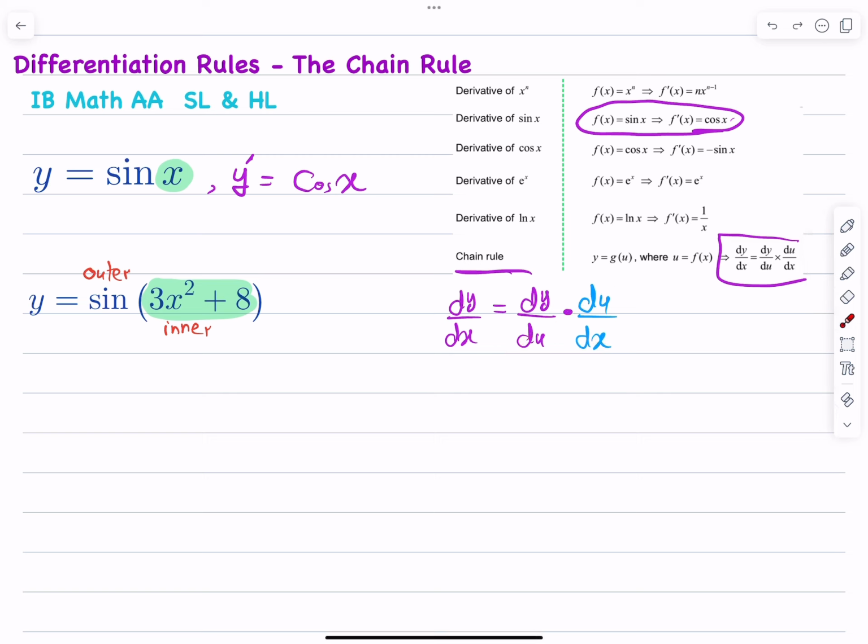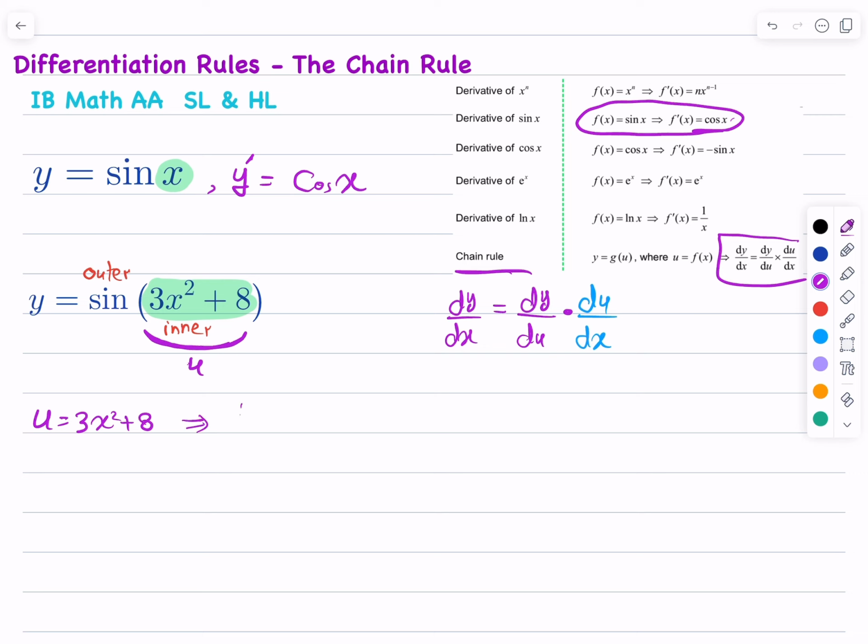But now, what is u and how do you apply this rule? We will understand from this example. To apply the chain rule correctly, you assume the inner function, the inside function or the brackets, to be u. So here, u is 3x squared plus 8. After that, we will rewrite the function like this. It will become sine of u.